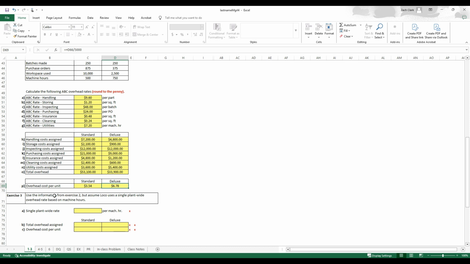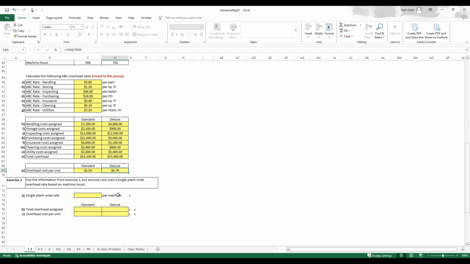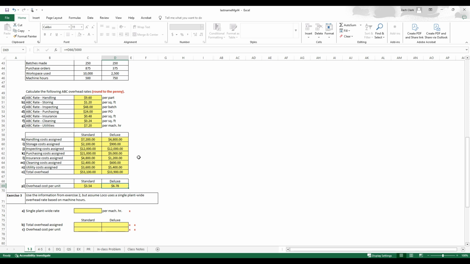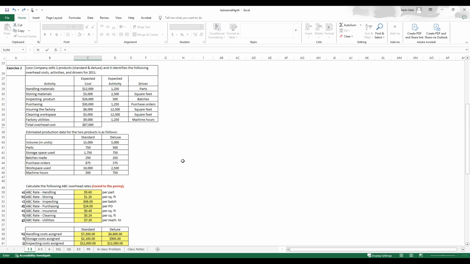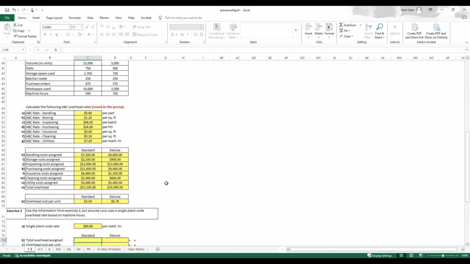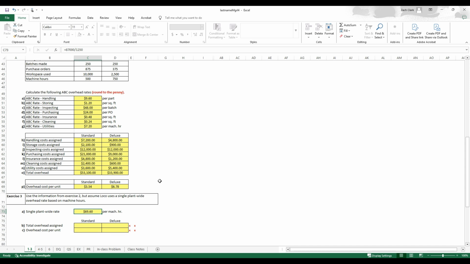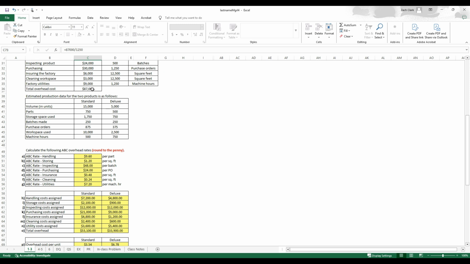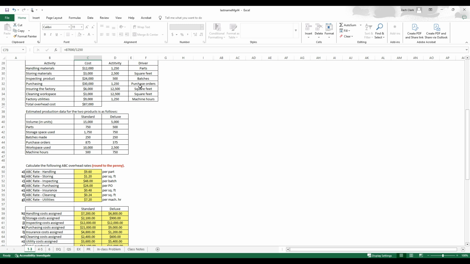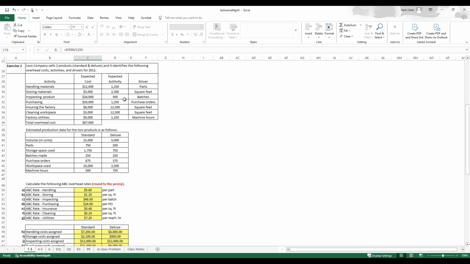And then, okay, so now we're going to go into exercise 3. In exercise 3, we want to look back to exercise 2, but assume that the company uses a single plant-wide overhead rate based on machine hours, so we can compare the different methodologies. So again, 87,000, total machine hours of 1,250. If we were doing a single overhead application rate, it would be 6960. Again, that was total overhead 87,000 divided by total machine hours of 1,250.